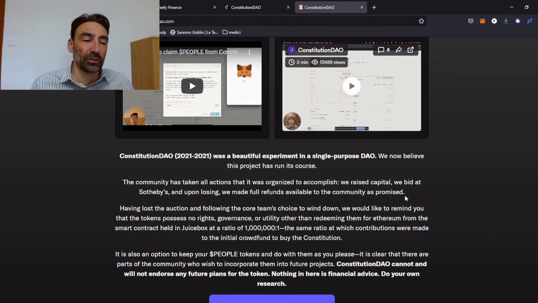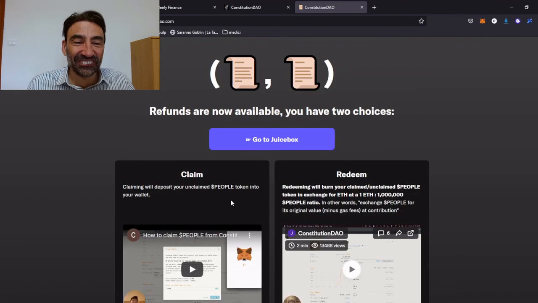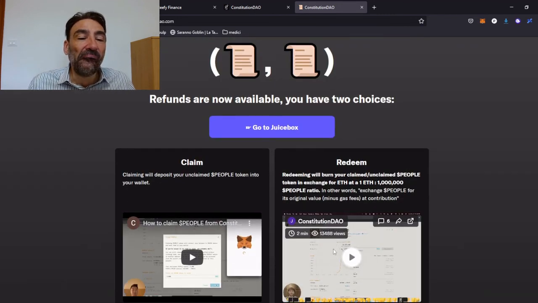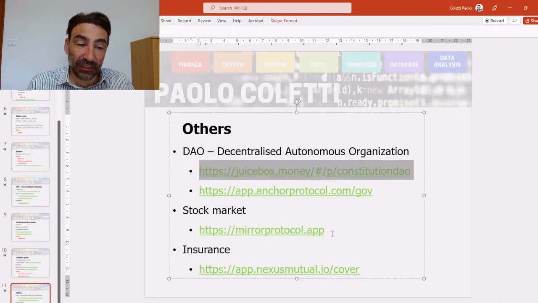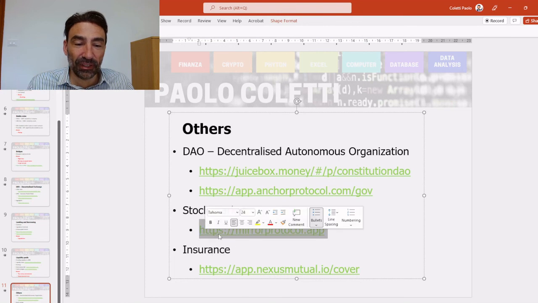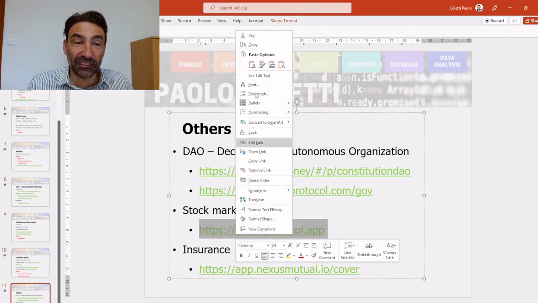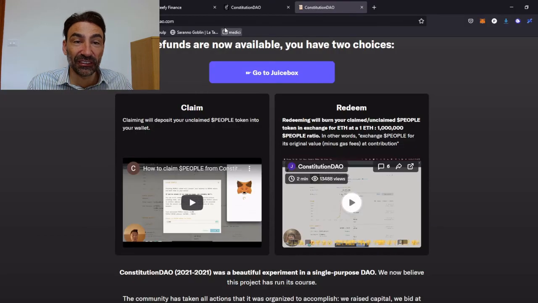So every person who invested received a PEOPLE token, and now with the PEOPLE token, he can retrieve back his money, okay? Or he can keep the PEOPLE token just to say around, hey, I participated in the Constitution DAO. Or claim or redeem. Okay, so this is an example. There is another interesting example here, a stock market, a simulation of the stock market.